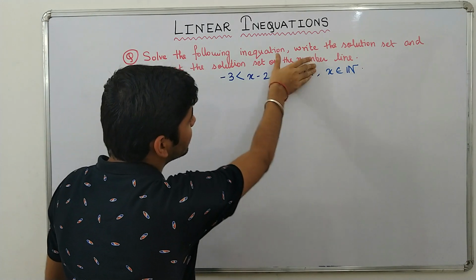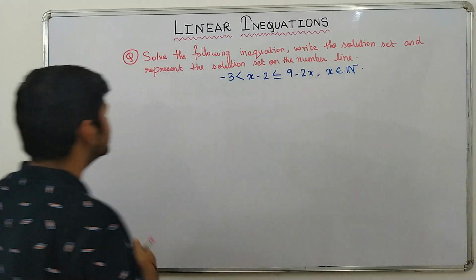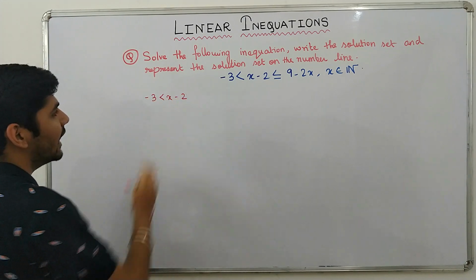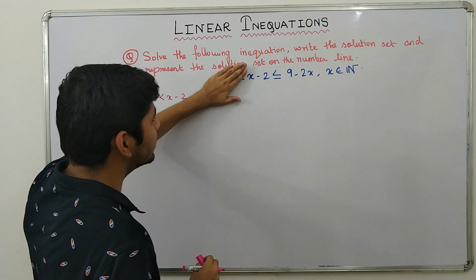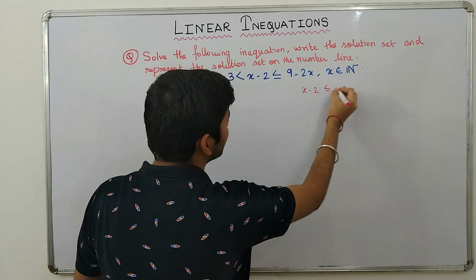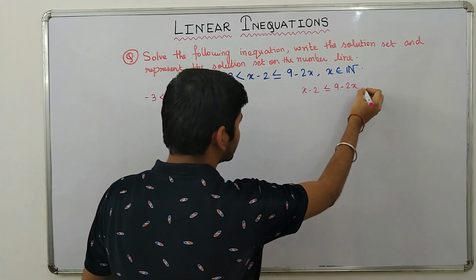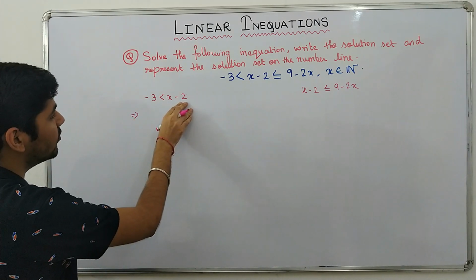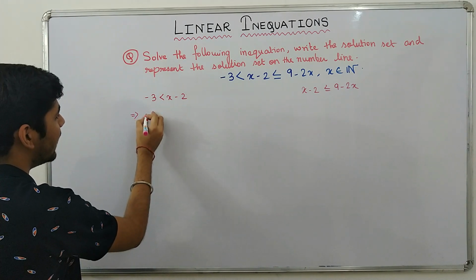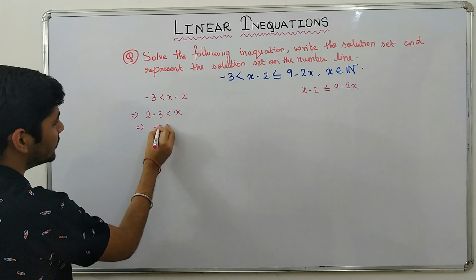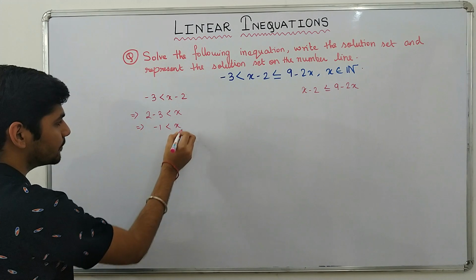So I will cover this up to get the first one, which is minus 3 is less than x minus 2. And then I will cover up this to get the second one, which is x minus 2 is less than equal to 9 minus 2x. Let's solve them. Over here, minus 2 will come to the LHS. So we will have 2 minus 3 is less than x. Therefore, minus 1 is less than x.